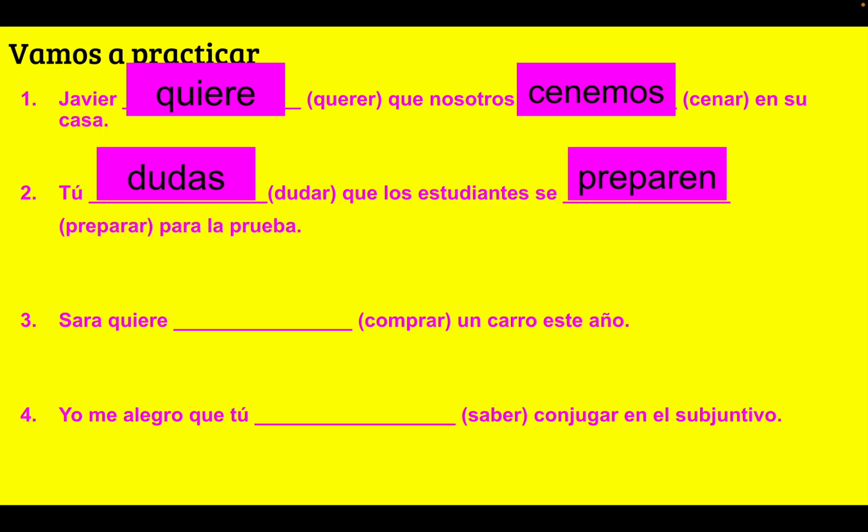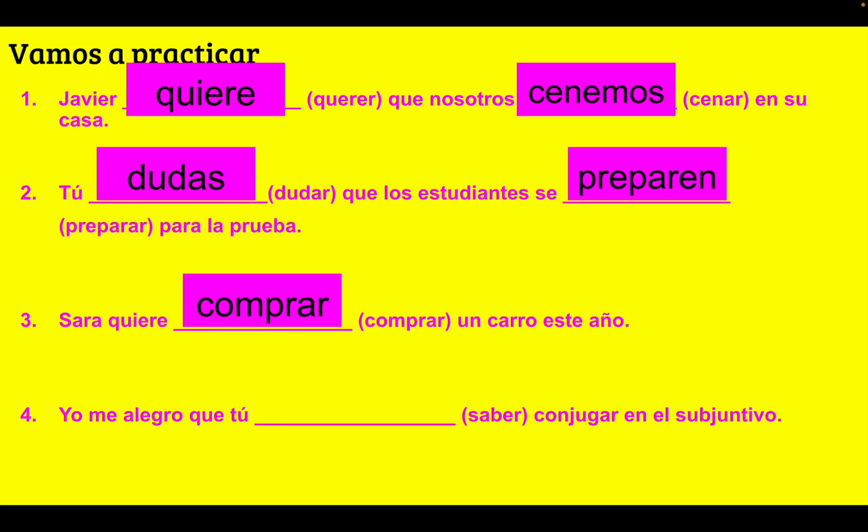Número 3. Sara quiere blank un carro este año. Here, we must leave the verb in the infinitive. You cannot have two verbs that are conjugated back to back, and quiere is already conjugated for Sara. We also don't have a second subject, so therefore that verb must remain in the infinitive, giving you the answer, Sara quiere comprar un carro este año.